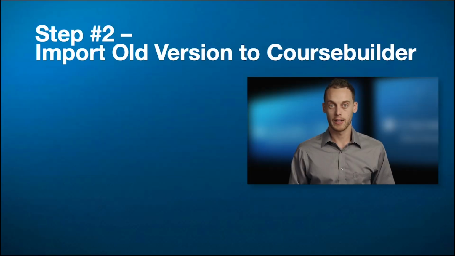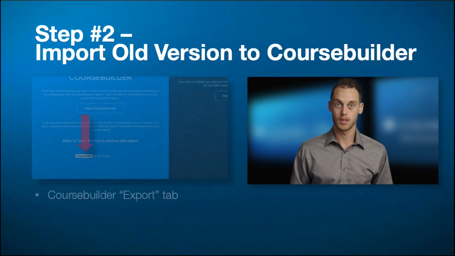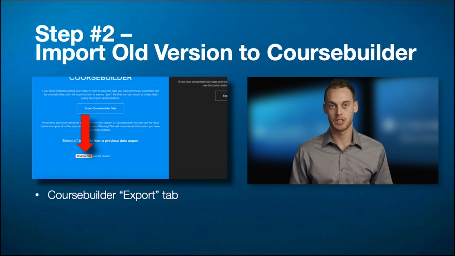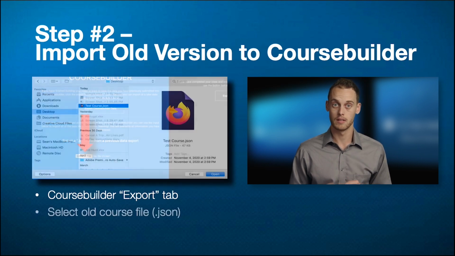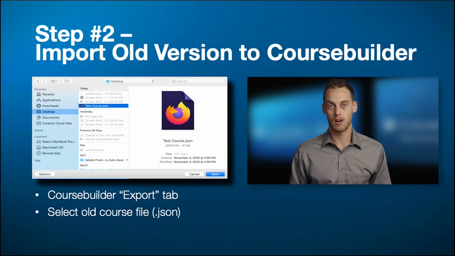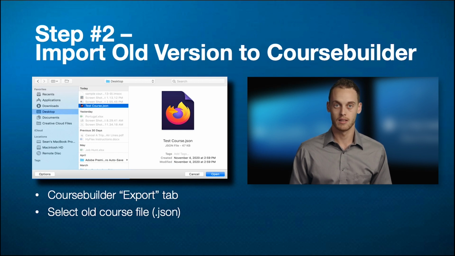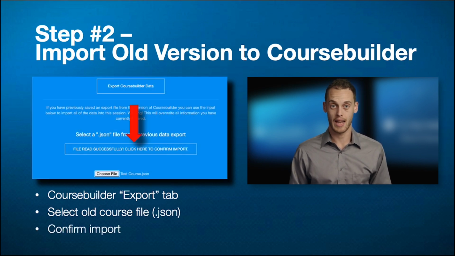Step number 2, we're going to bring our old course files back into Course Builder for updating. To start, we're going to go to the Course Builder site and navigate to that export tab that we used before to export files. This time, we're going to click on this button we're pointing to here, and upload the file that we previously exported, the JSON file. Once we've located that on our computer, we're going to select it, and in no time, we're going to have that ready to go. You just confirm the import, and we'll have the entire course builder made out just like it was before.